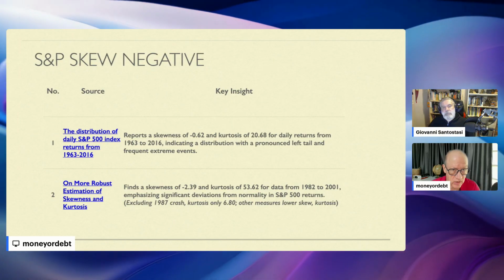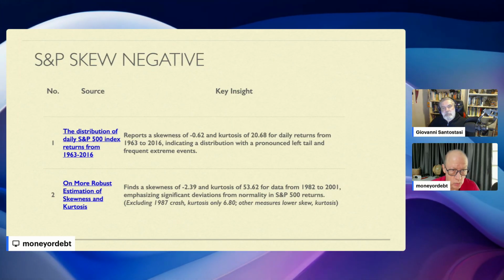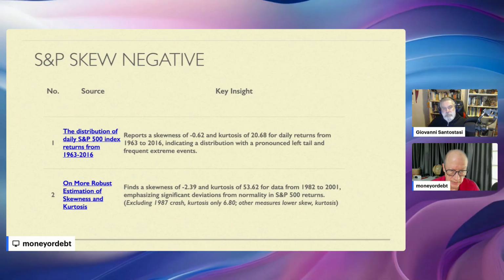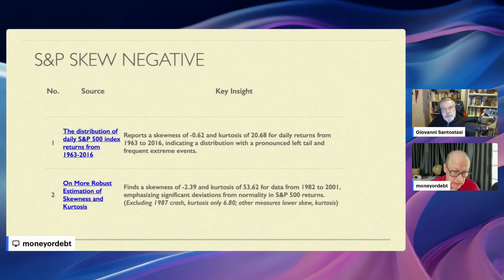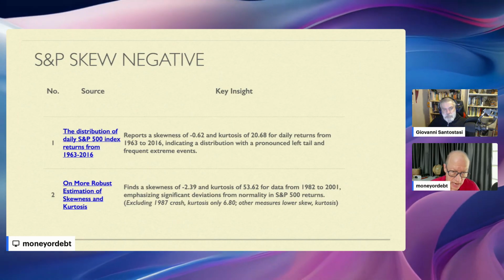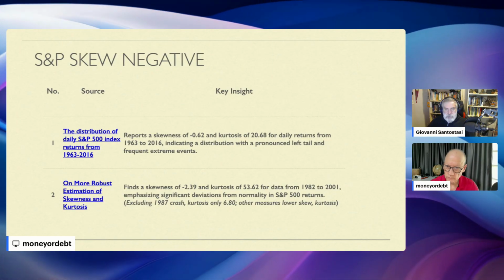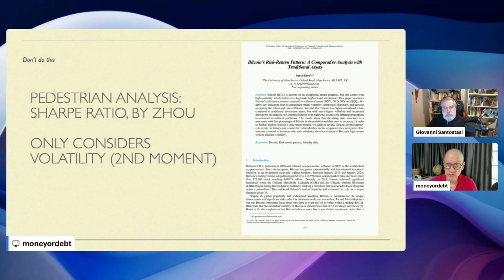And they both find rather high kurtosis. In the first case, 21 for daily returns and 54 for the data in that 20-year period. However, if you exclude that 1987 crash, the kurtosis is much smaller. It's 6.8. So that's the traditional stuff.